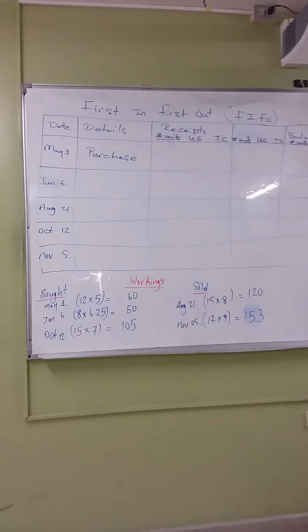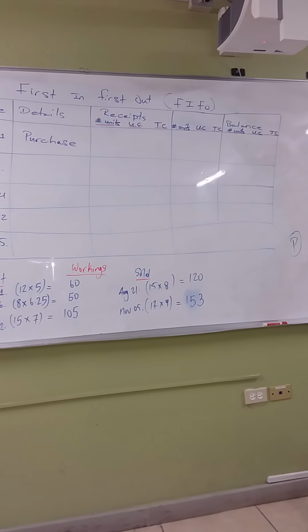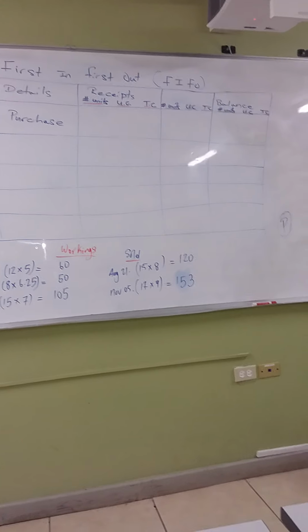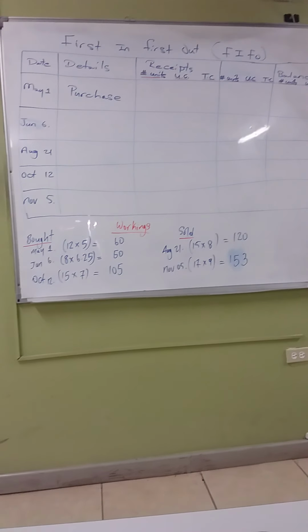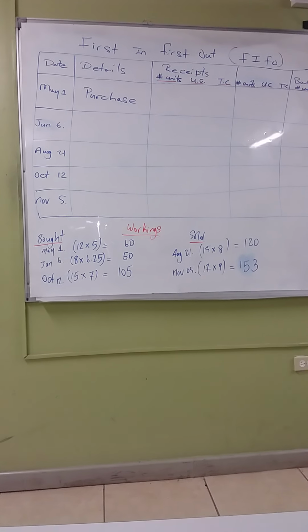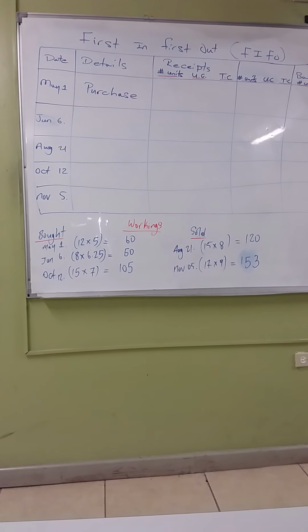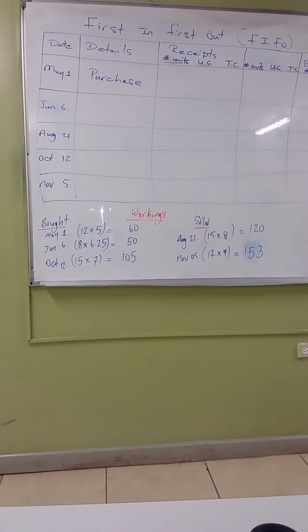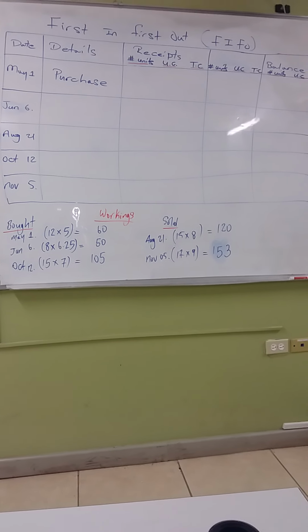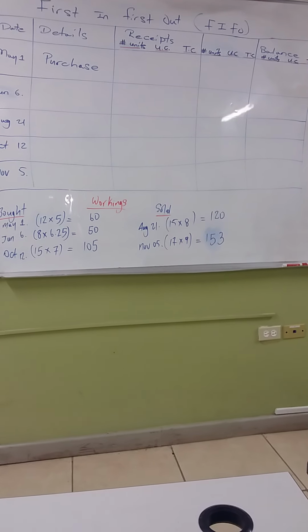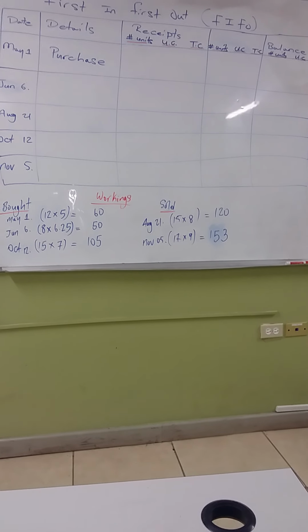Alright, so we are turning our attention to the board. This is what we currently have on the board, and we'll be looking at the first in, first out method. What I've taken the liberty of doing is, below where I have workings, I quickly did the calculation. Goods bought: May 1st, 60; June 6, it tallies to 50; October 12, it tallies to 105. In terms of goods sold, the value sold was 120 for August 21st, and then November the 5th, a total of 153.